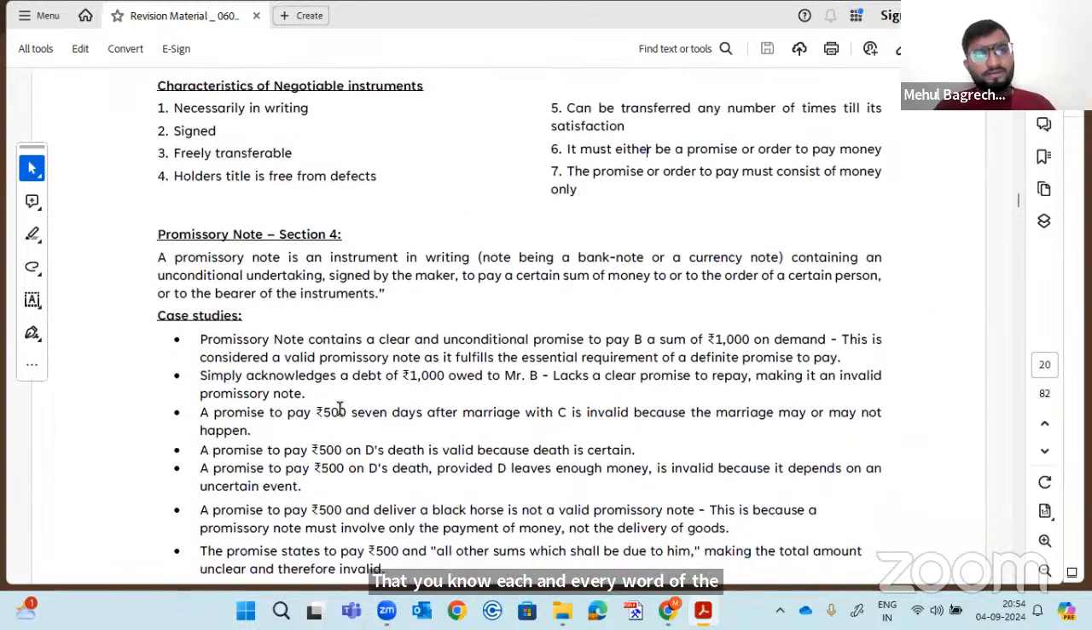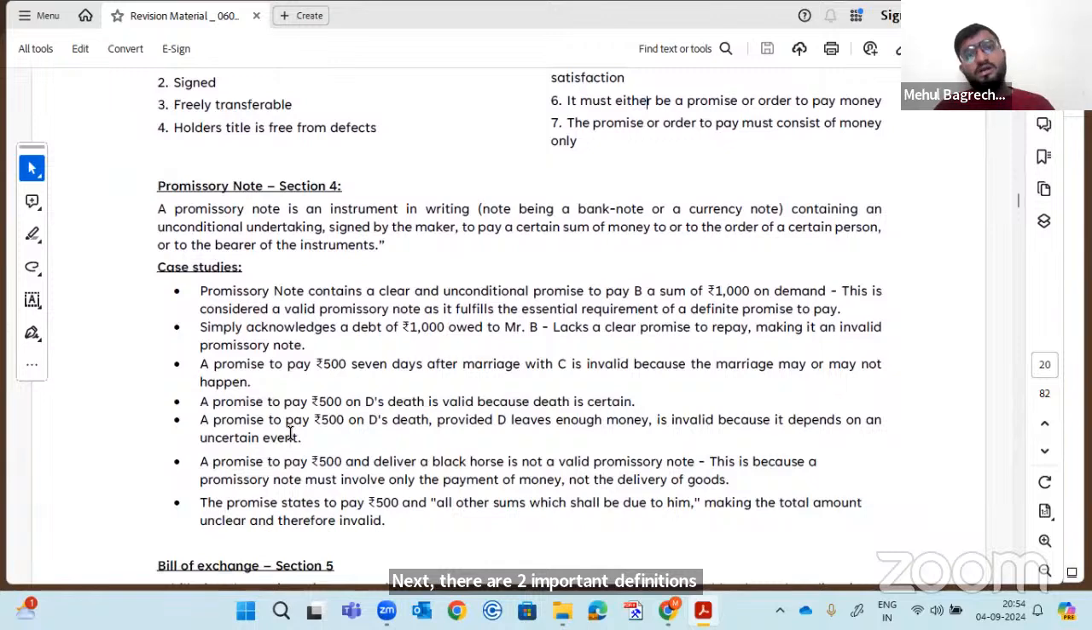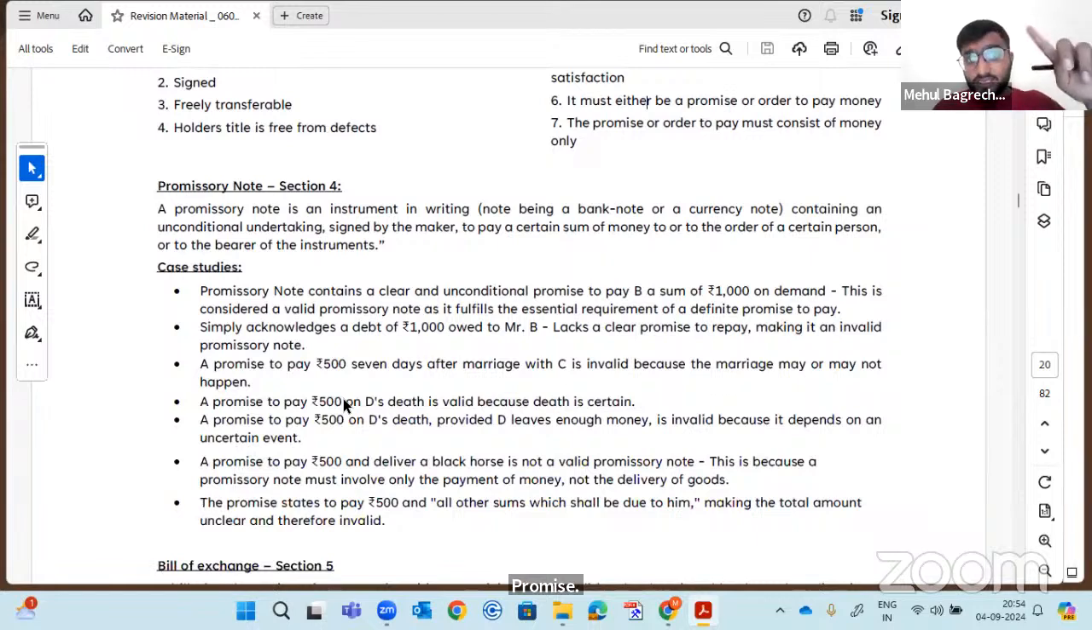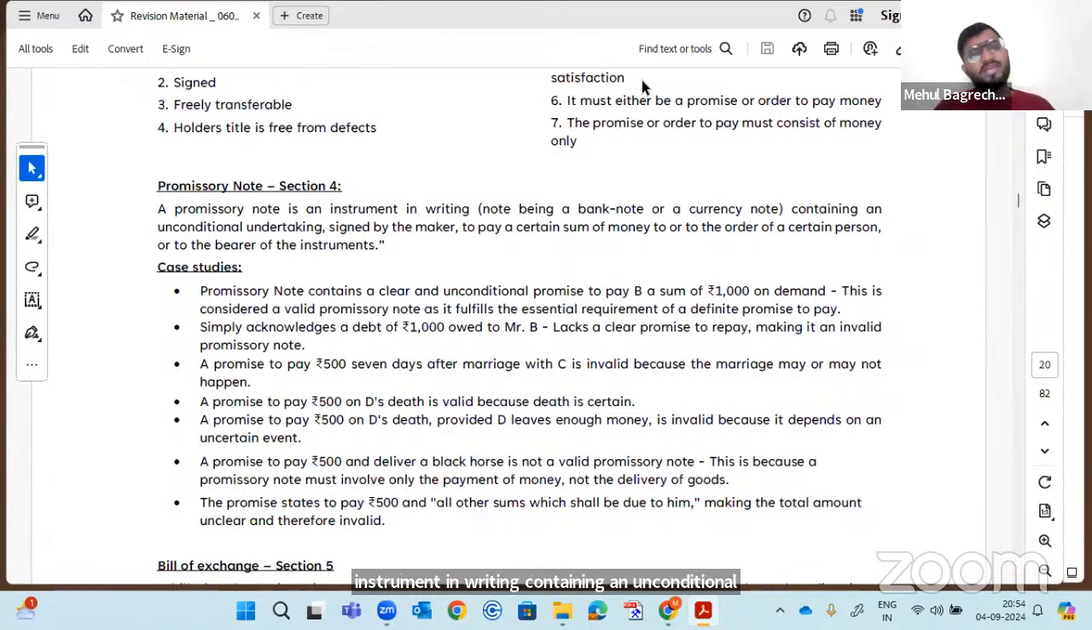Next, there are 2 important definitions, or rather 3 important definitions. Promissory note. Section 4 defines promissory note. Section 4 says a promissory note is an instrument in writing containing an unconditional undertaking signed by the maker to pay a certain sum of money to the bearer or to the order of a certain person. Very, very simple. What is this? Nothing but the characteristics written again. Banknote, currency note is not included within the definition of promissory note. I hope you remember banknote, currency note. All right. This is about your promissory note.